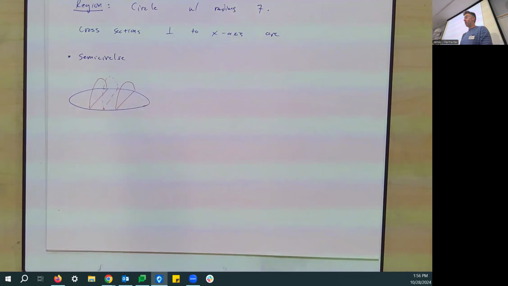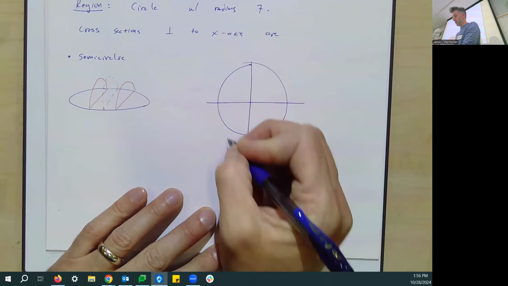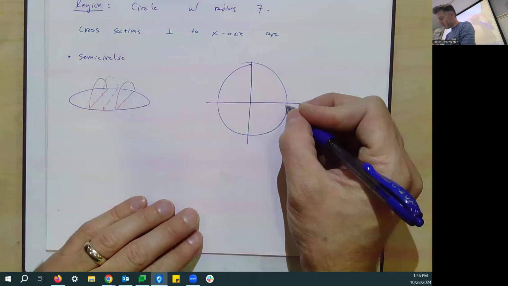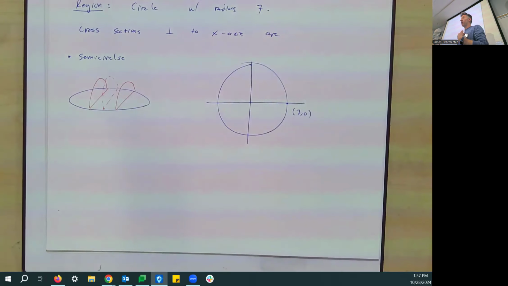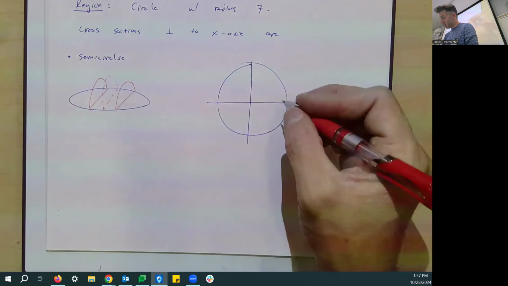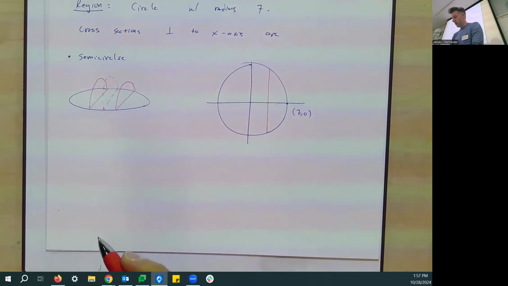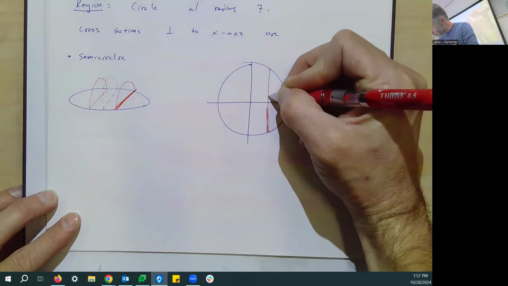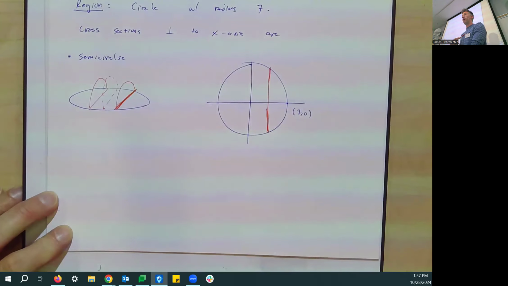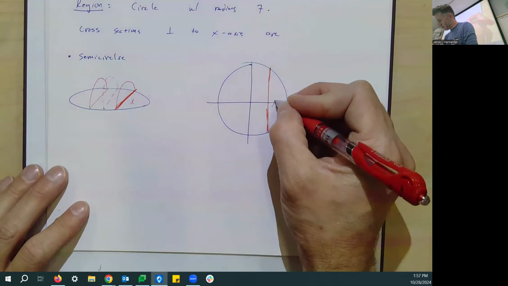Okay, so here's how I'm going to start. There's my region. Radius of 7. And here is my, I would generally pick a cross section perpendicular to the x-axis. So here's my cross section. That's the base of my semicircle. So this here is that there. Those are the same, just a different perspective. And what do I like to call that? I like to call that L. So this length is L.